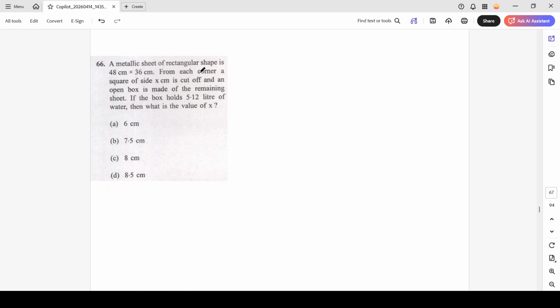A metallic sheet of rectangular. There is a rectangular metallic sheet. This is of this type, 48 by 36. This is 48 and this is 36. Suppose this is x centimeter, a square of x centimeter is cut off from each of its corners, and an open box is made by the remaining sheet. That means this has been folded in the shape of a box.